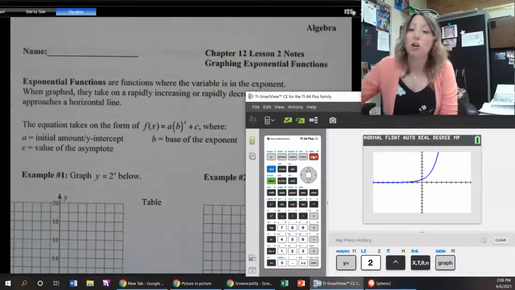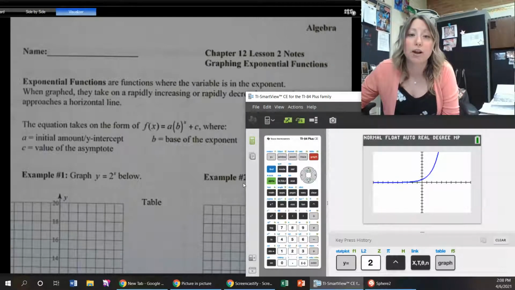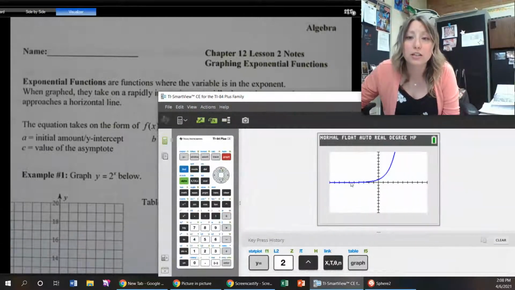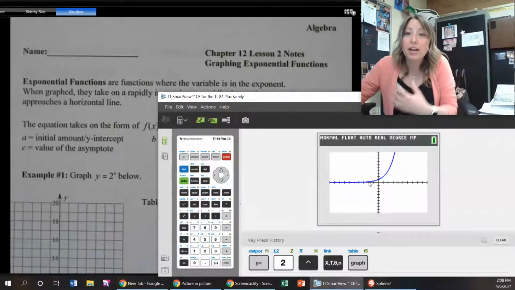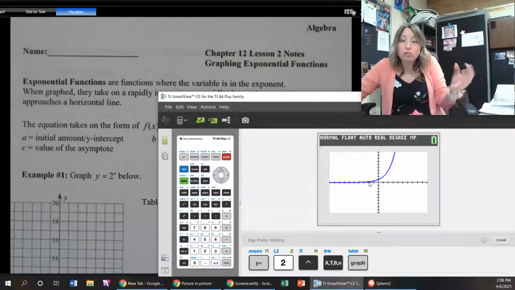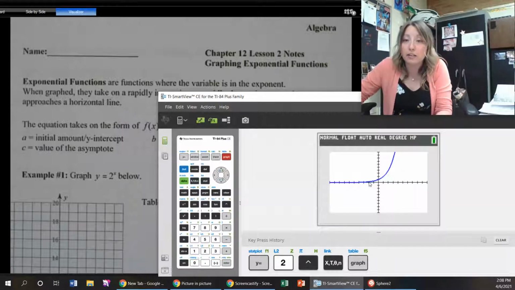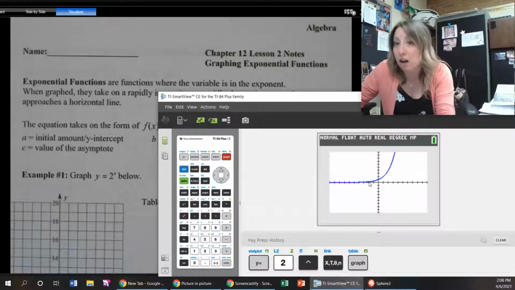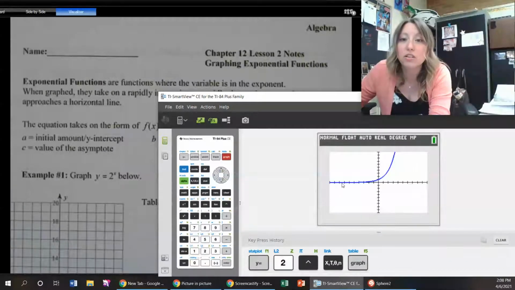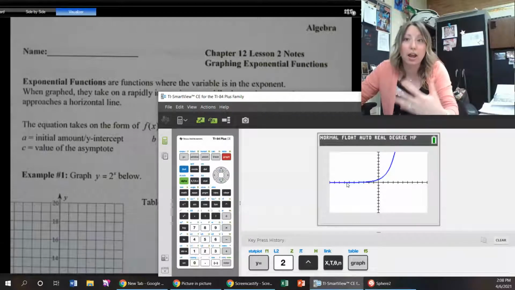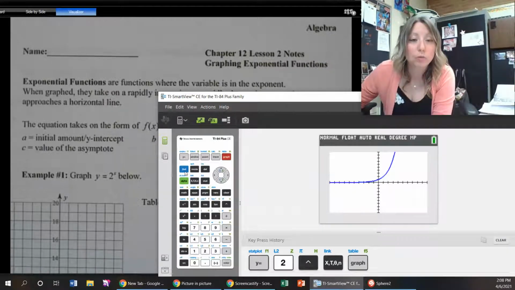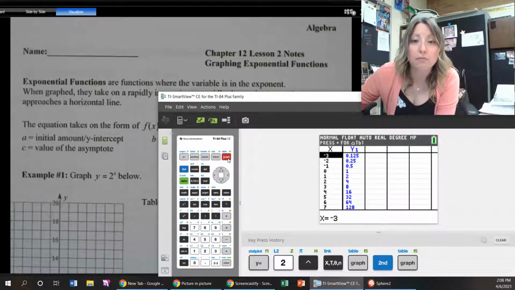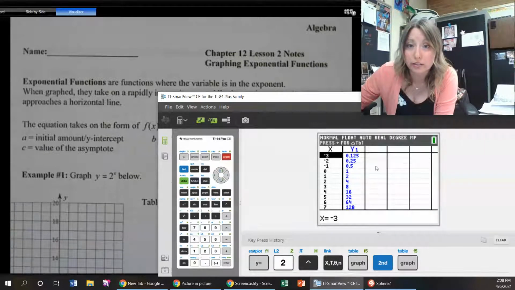Because I have a color graphing calculator, you can actually see that this is the asymptote. It looks like my function is right on the x-axis, but we know from analysis in the past that it's not. It just looks like it because this is as close as our pixels can get without actually touching or crossing. Second, graph gives us our table of points.